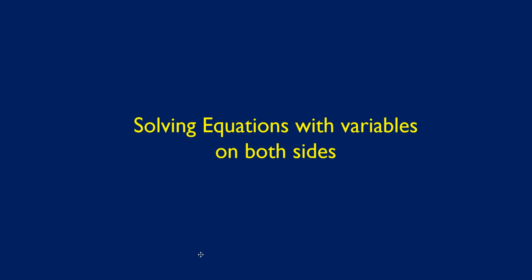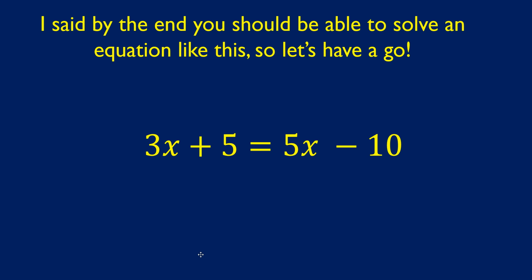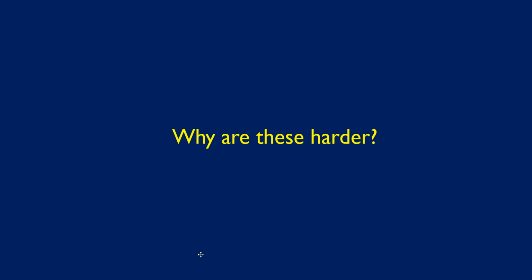Right, so really do work on those ones where you've got to solve equations with the variable just on one side. It's really important you can get that bit first. If you can understand that bit, then this bit doesn't become as hard, okay? There's just an extra step we have to do at the beginning. So, I said we'd be able to solve an equation like this, 3x plus 5 equals 5x minus 10, so let's have a go at it. So why are these harder?